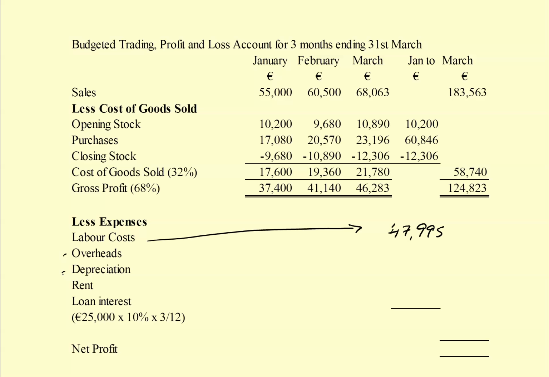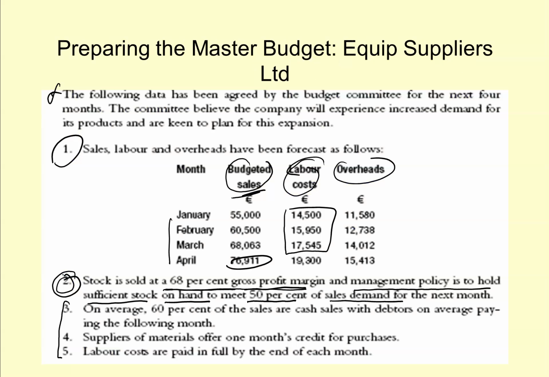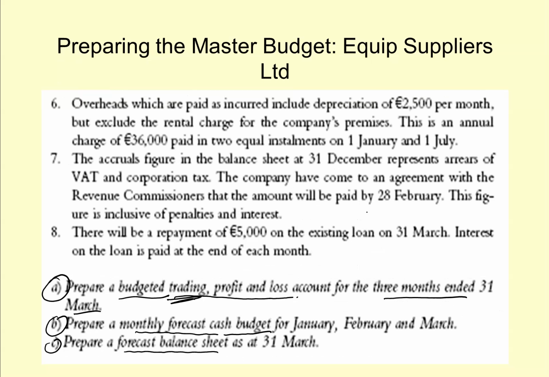I'll go get my overheads. Now, I'm going to include the overheads separate from the depreciation. So I need to net the depreciation out of it. So if I go back to where I was here, we can see there are the overheads there. So it's those three figures there. But, let's just look at the next slide here. Note number 6. Overheads, which are paid as incurred, include depreciation of 2,500 per month, but exclude the rental charge. And we'll worry about the rental charge later. 2,500 per month, I'm going to show that separately.